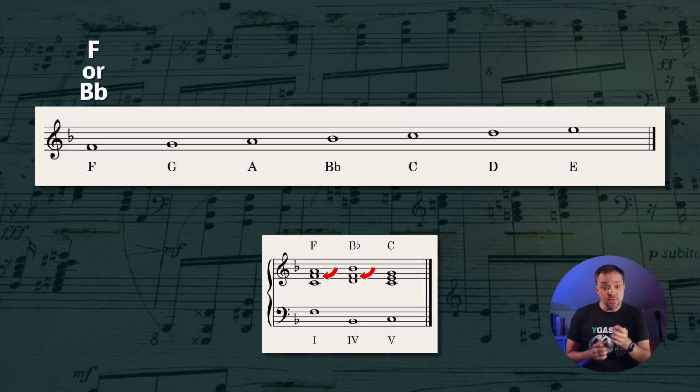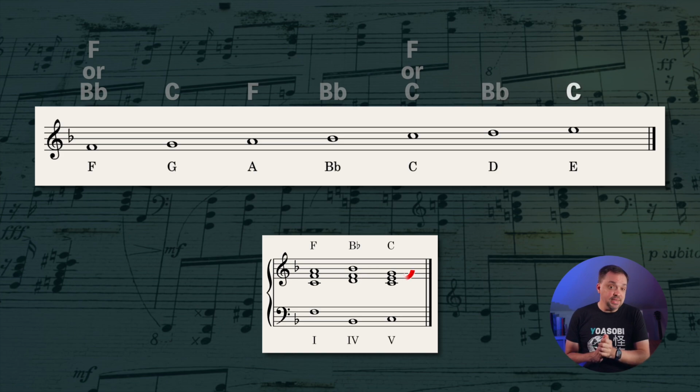We can go through all 7 notes of the F major scale and figure out which major triads they can be matched with. F can be F major or B flat major, G can be C major, A is F major, B flat is B flat major, C is in F major or C major, D is B flat major, and E is C major. You can see that it's only the F and C pitches that have more than one option. The other 5 notes only have one choice.